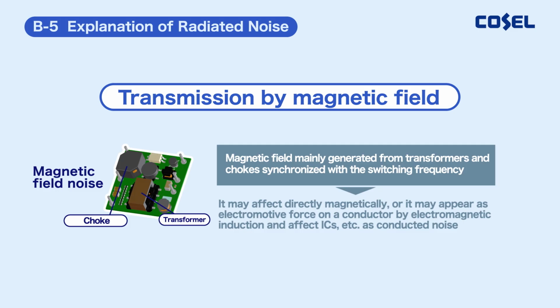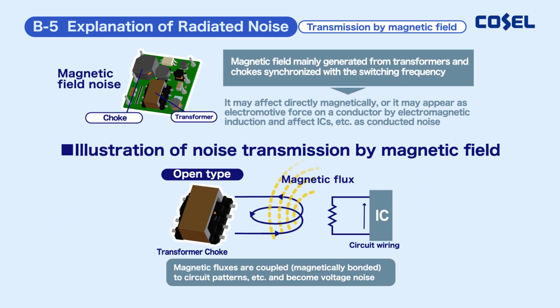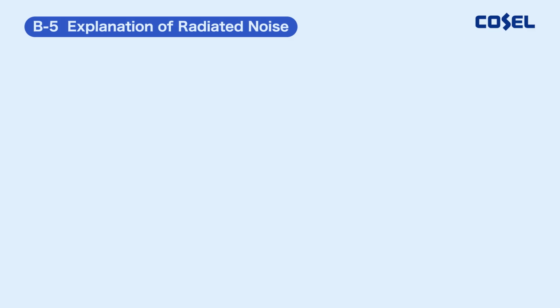In some cases, it directly affects ICs or electromagnetic coupling with control circuits, resulting in noise, which in turn affects ICs. In the case of open-type power supplies, there are cases where the magnetic flux generated by transformers and chokes coupled with the surrounding circuits, resulting in noise.